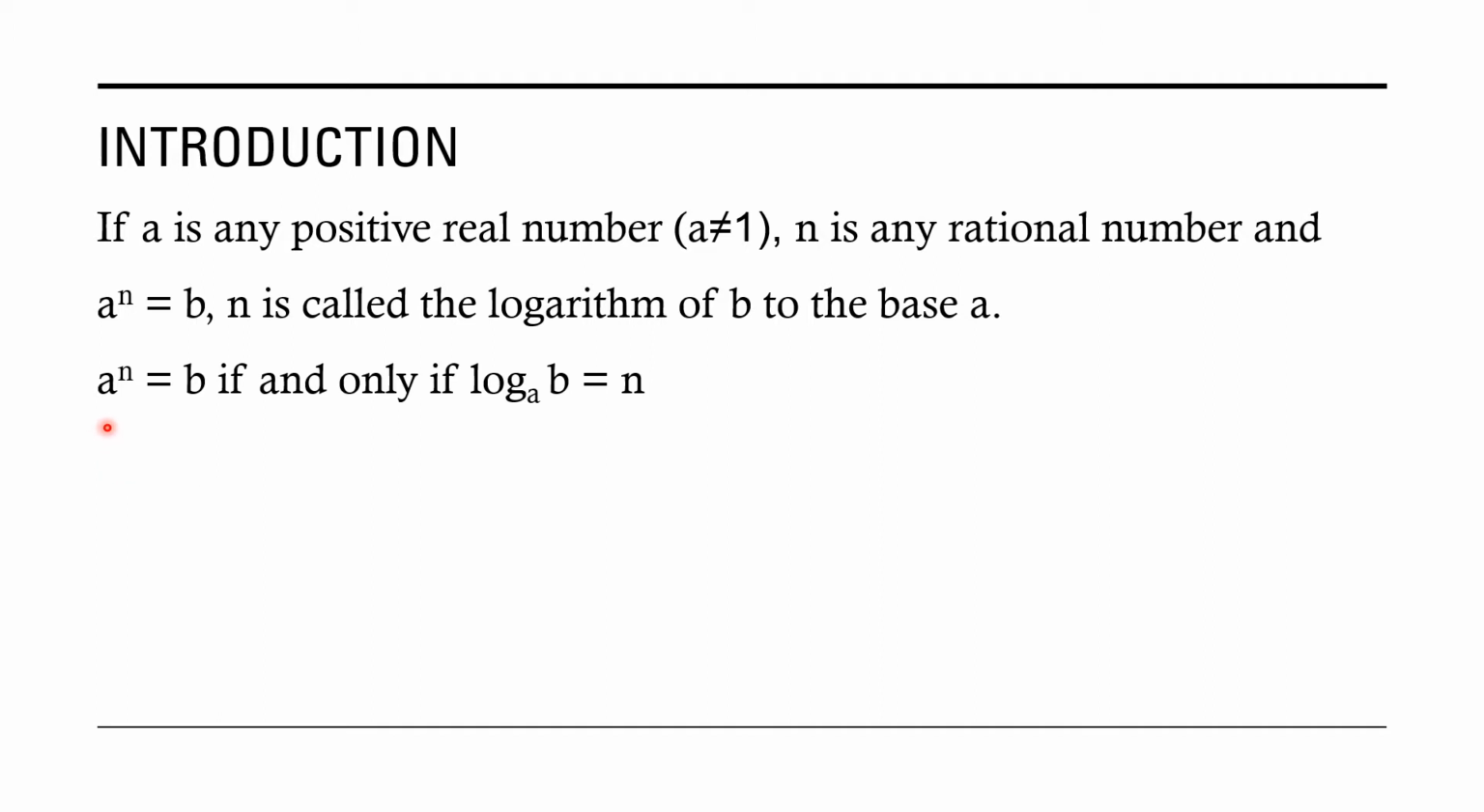It says a raised to n equal to b if and only if log b to the base a equal to n. So if we are given the exponential form, a raised to n equal to b, we can convert it into the logarithmic form as log b to the base a equal to n. On the other hand, if we are given the logarithmic form log b to the base a equal to n, then we can write the exponential form, which is a raised to n is equal to b.